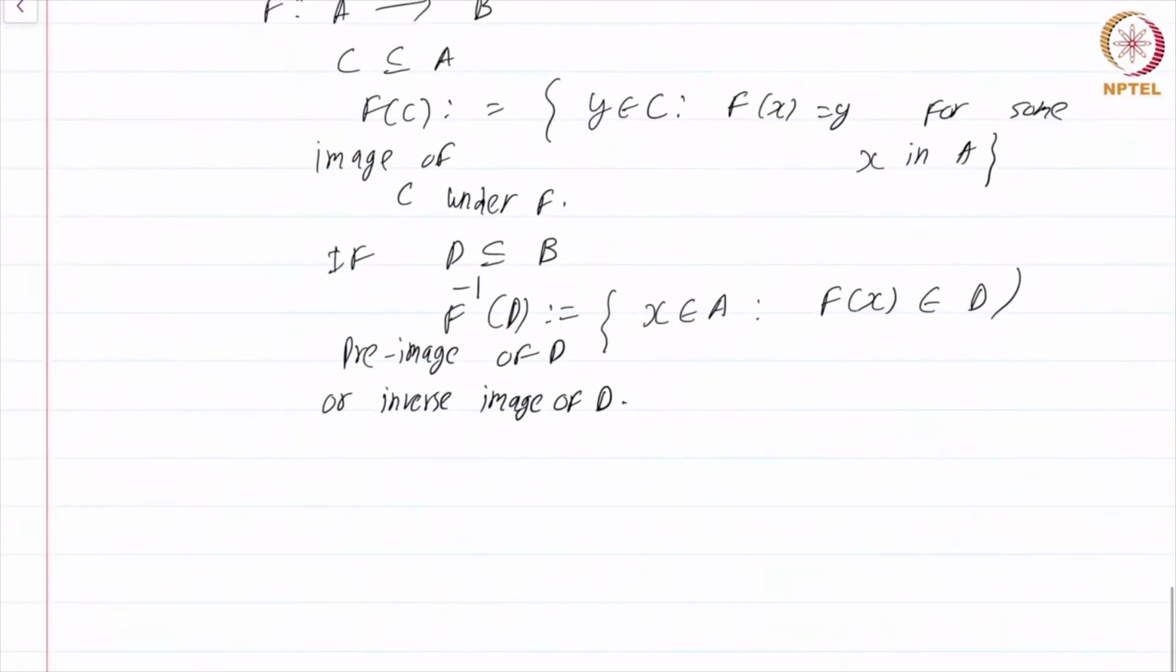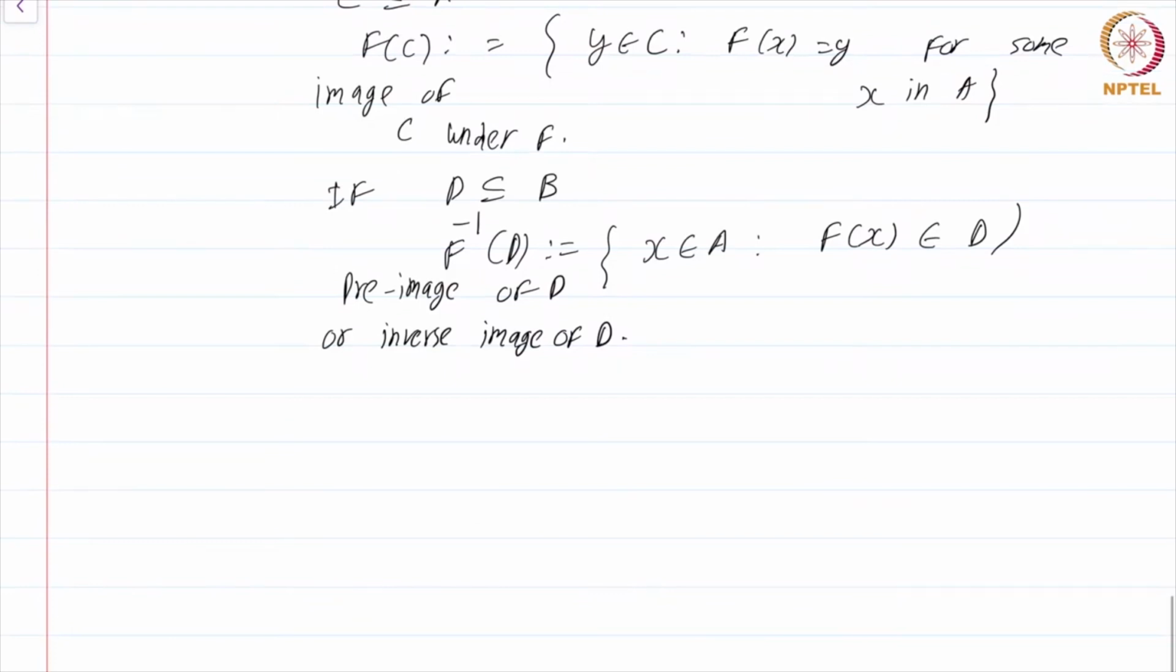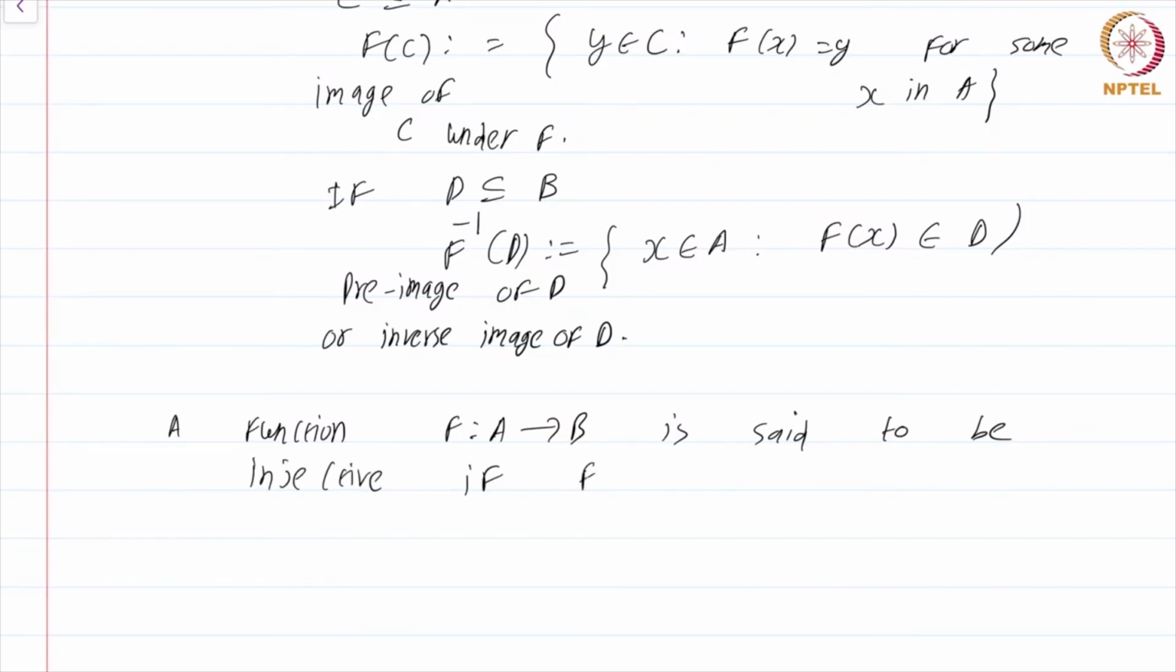Okay. Now this notation is a bit confusing because this inverse notation is related to the notion of an inverse function. What is the inverse function? Well, I need to define two notions. A function f from A to B is said to be injective if f of x equals f of y implies x equals y, for all x, y in A.